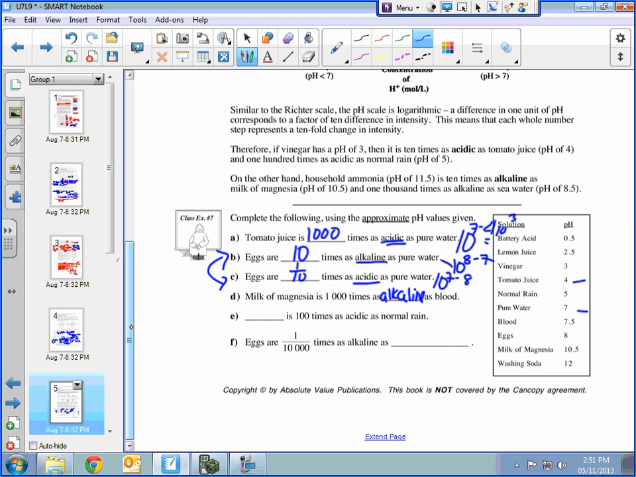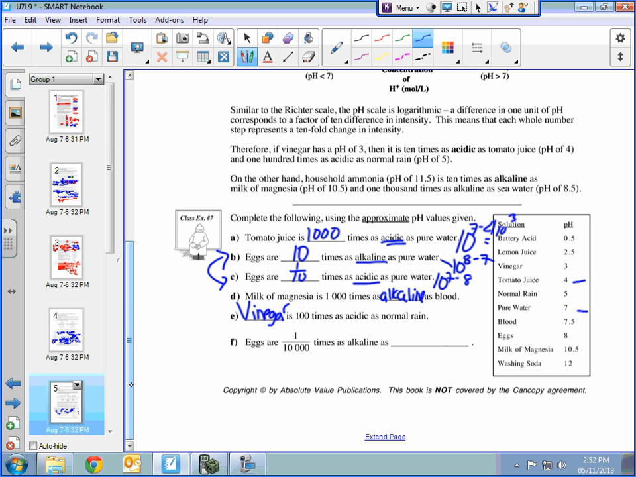What is 100 times as acidic as normal rain? So you look at normal rain. What is 100 times as acidic? How do you know? So look at normal rain. If you're looking at something that's 100 times more acidic, go 2 place values above it. So it would be vinegar. You guys with me still?